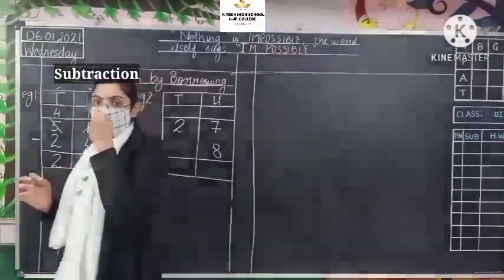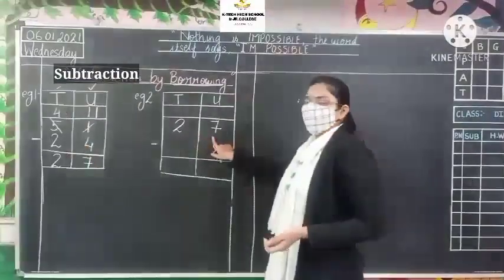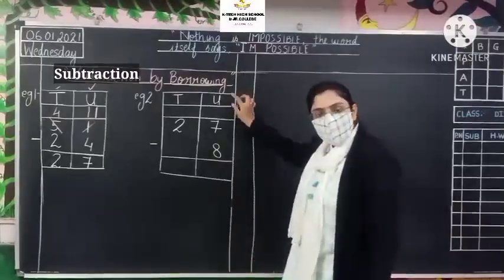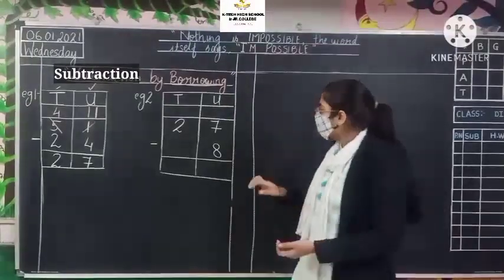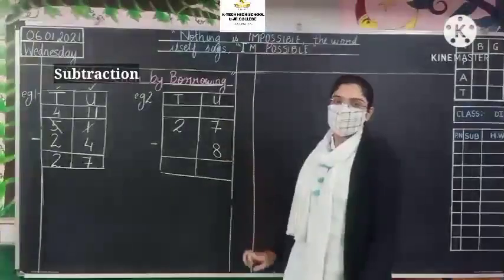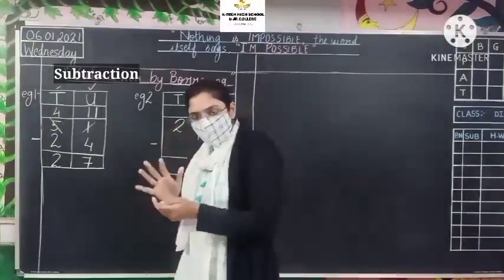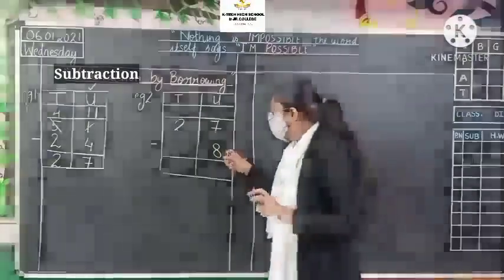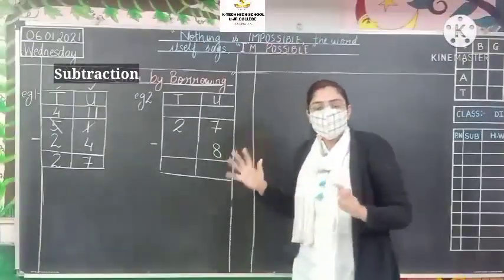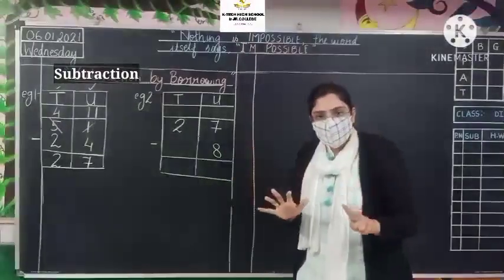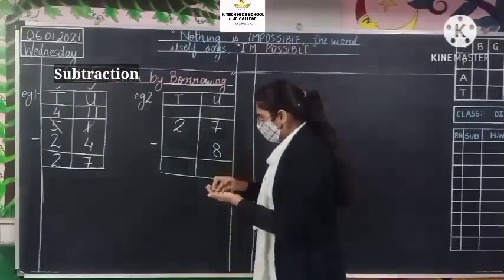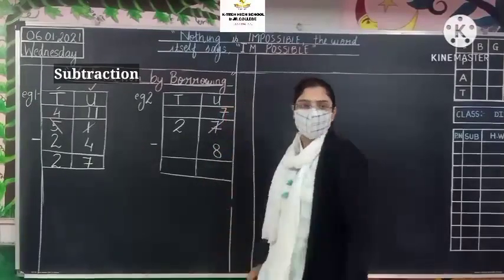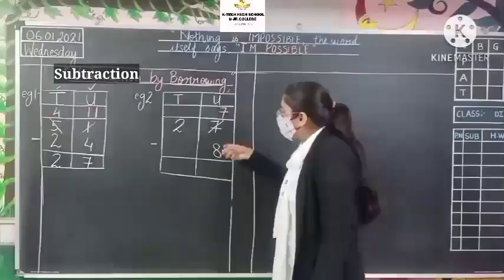So now we will see the next example. 27 minus 8. First we will start with the units place. See the units place? 7 minus 8. You have 7 fingers. See, I have removed your 7 fingers. 5, 6 and 7. 8 is the bigger number. We cannot remove 8 from 7. So first, cut this 7 and shift upward. I have shifted here.